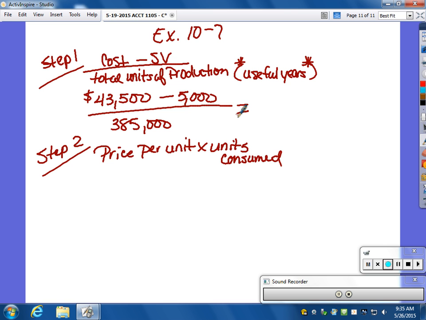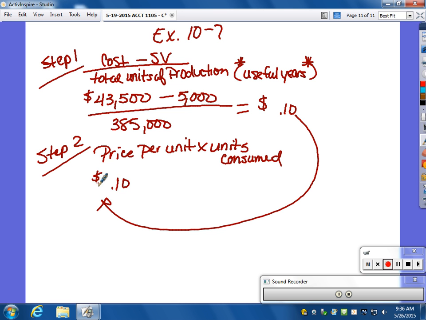What's this amount for step one per unit? 10 cents per unit. So now obviously we float this 10 cents down here to step two, right? And we multiply by how many units were consumed? 32,500, which gives us a depreciation of how much? 3,250.